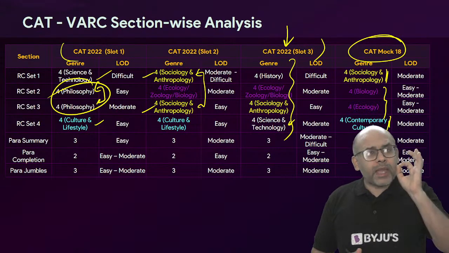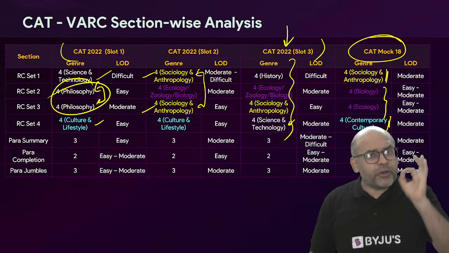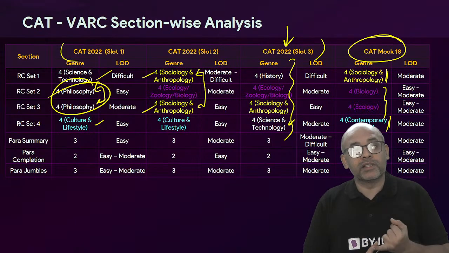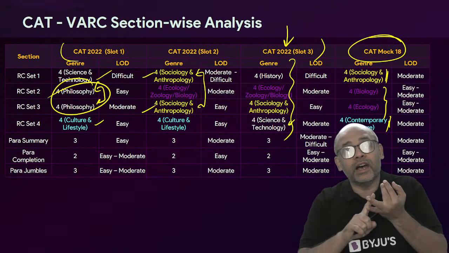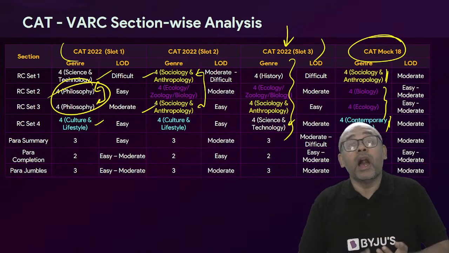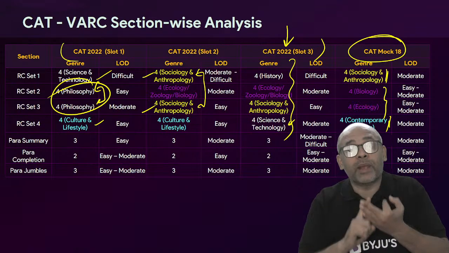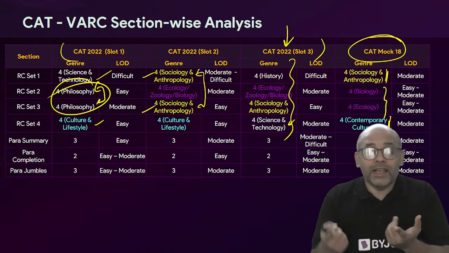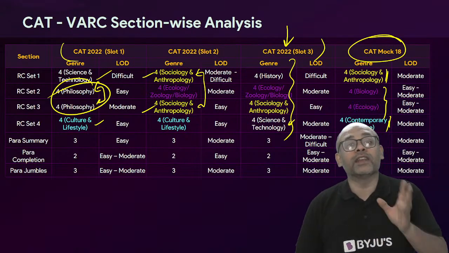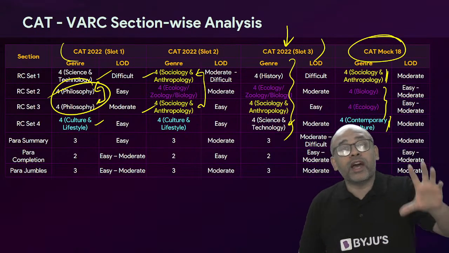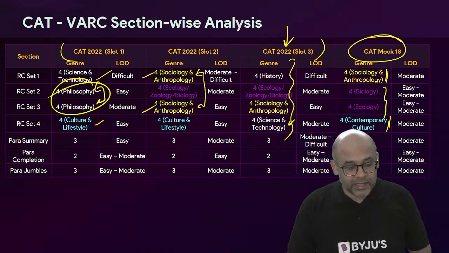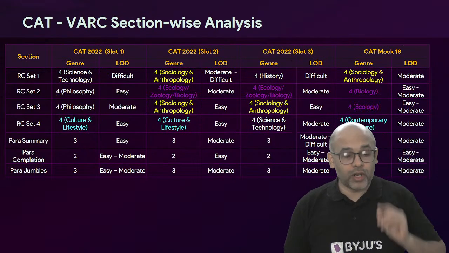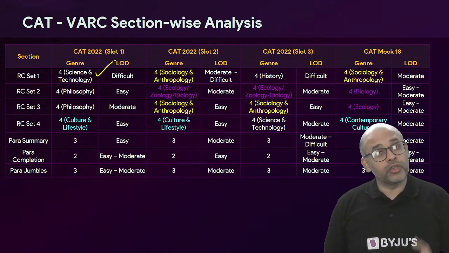You should have absolutely clear idea, perfect idea with respect to how good is your para jumbles, how good is your analysis of para summary, how good are you in your fill in the blanks or basically para completion. Compare these with, let's say, your philosophy RC. If your philosophy RC is left out, let's say 3 RCs are there. Let's say you got something similar to last year's first slot. So you are good here. So you'll do this first.